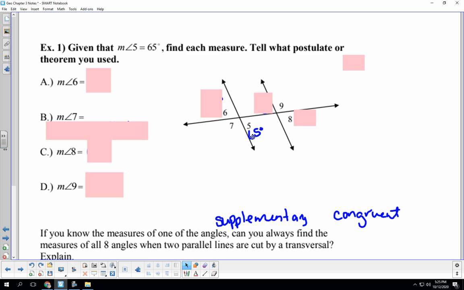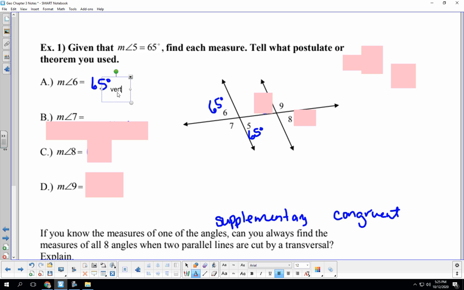Write that down. Oh, I know how to get 6. He is also 65, because he is a vertical angle. Okay. Measure of angle 7. So the measure of angle 7, he is flanked by two 65s.